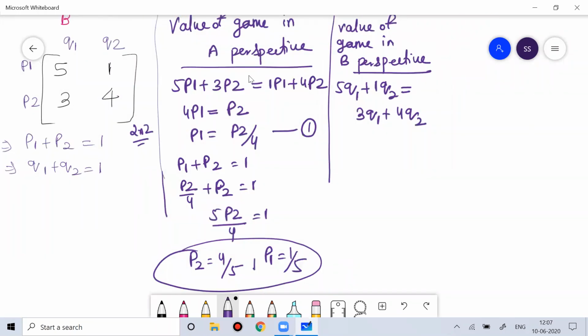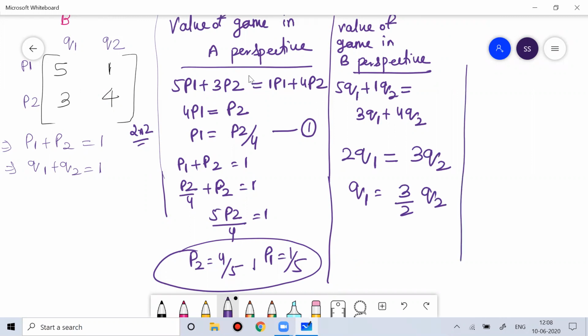Similarly, you can solve the same problem in terms of B. If you solve the same problem in terms of B, then you can say 2q1 is equal to 3q2. You can say q1 is equal to 3 by 2 q2, and you know that the sum of q1 plus q2 is equal to 1.